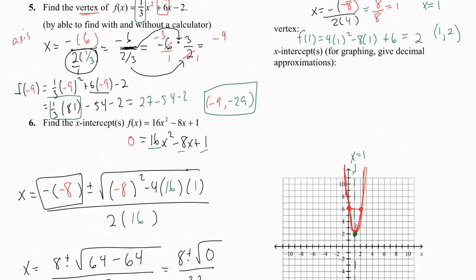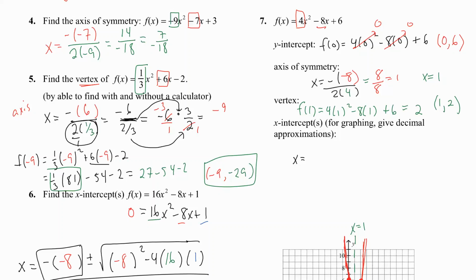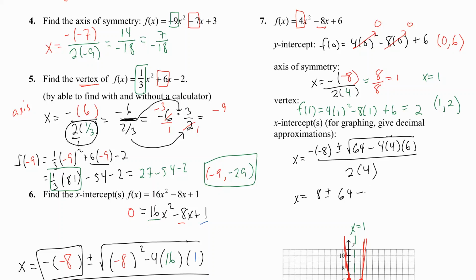But we'll go ahead and just review this, because there may be problems where you have to find the x-intercepts. Again, we're going to set it equal to 0, and we'll just use the quadratic formula on this one. So it's negative b plus or minus the square root of b squared. So negative 8 squared is 64, minus 4 times the a value of 4 times the c value of 6, divided by 2 times a. And then we'll go ahead and simplify that. So we'll do 4 times 4 times 6, which is 96, divided by 8. And then if we simplify inside the square root, which is called the radicand, we get negative 32 over 8.